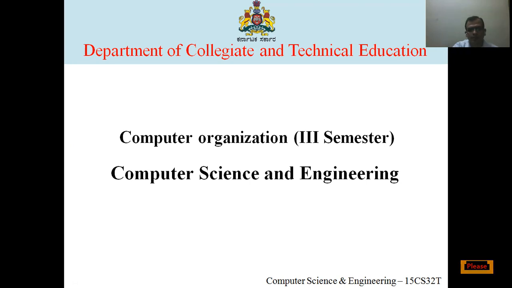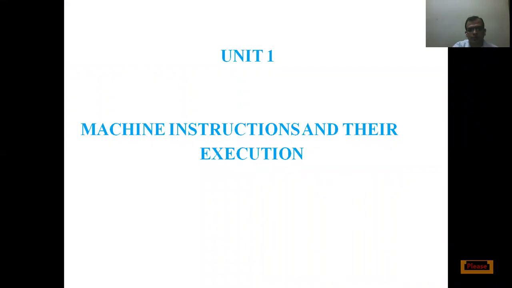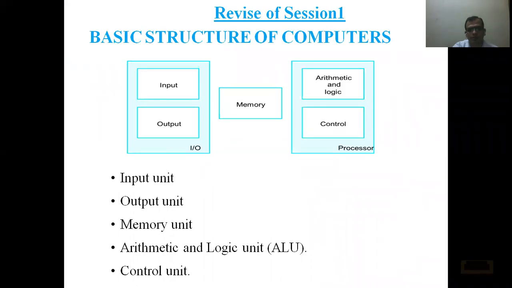So it is the machine instructions and the execution of computer organization. Let us revise the session 1 details: the basic structures of computers. We have seen the different functional parts of the computers. Which are those? The input unit, the output unit, the memory unit, the ALU, and the control unit.